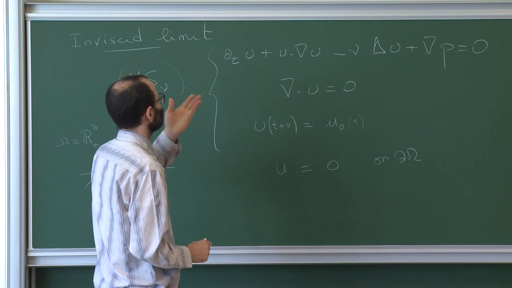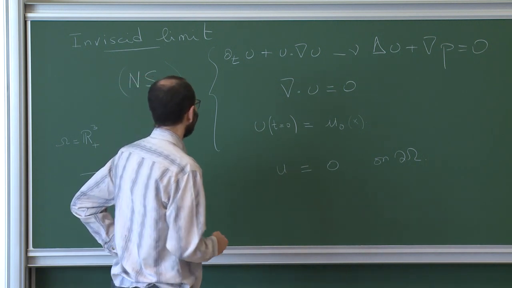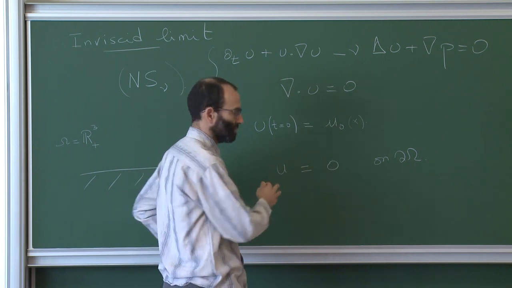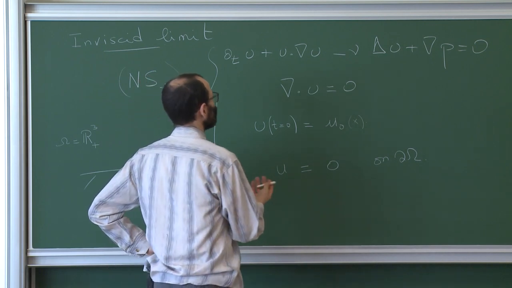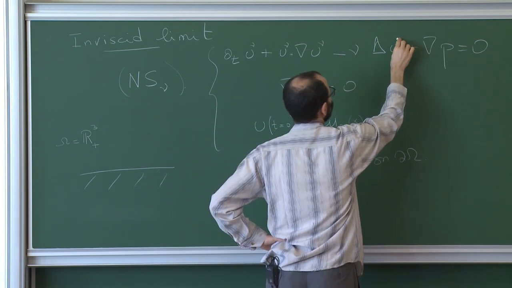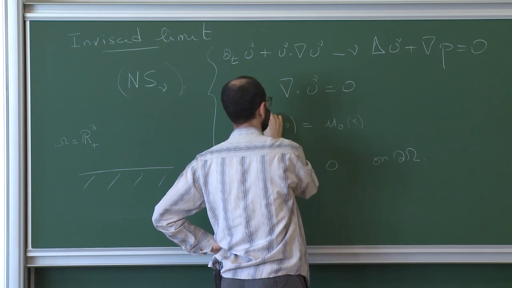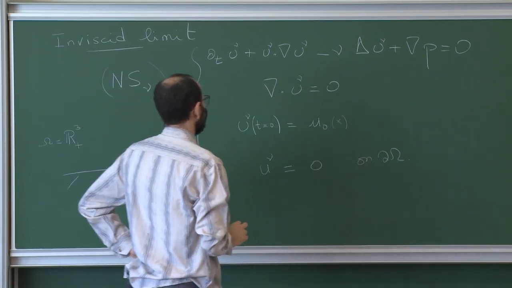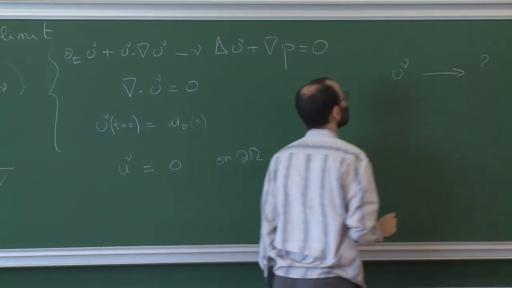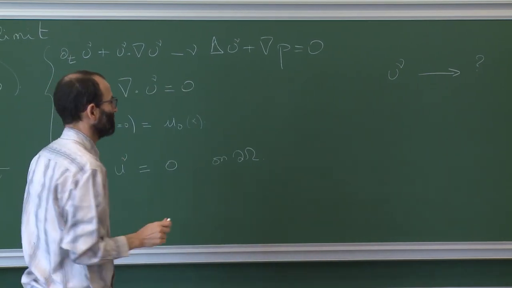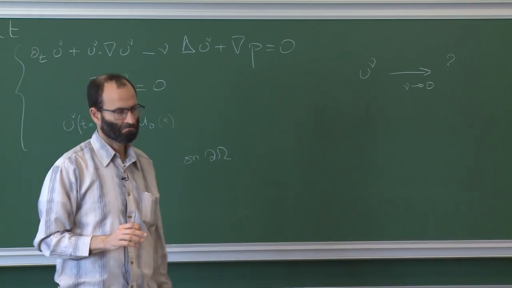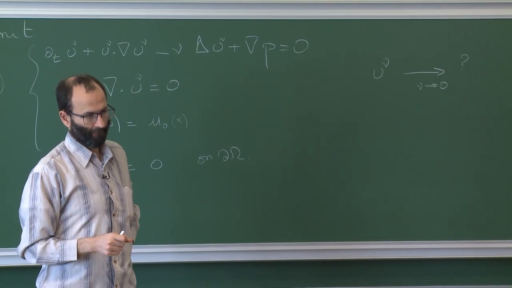And so I explained last time that understanding this limit when nu goes to zero is an open problem, right, with this boundary condition. So it's an open problem to prove. If I call this solution u nu, because they depend on the viscosity nu, it's an open problem to understand the limit of u nu when nu goes to zero, even in the interior of the domain. Okay.